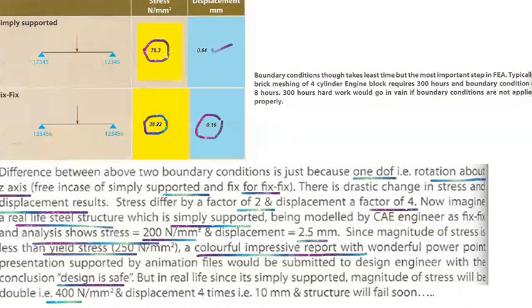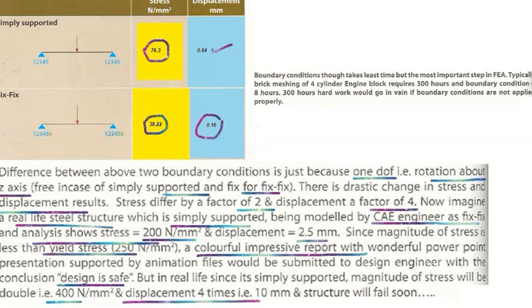In real life the structure is simply supported, but in the FEM, the CAE engineer has modeled it as fixed. Instead of simply supported, he has modeled it as fixed, though in real life it is a simply supported situation. So what would happen? Your stress becomes almost 400 instead of the 200 the analysis shows. In reality it will become 400, which is more than the yield value, and it will fail.